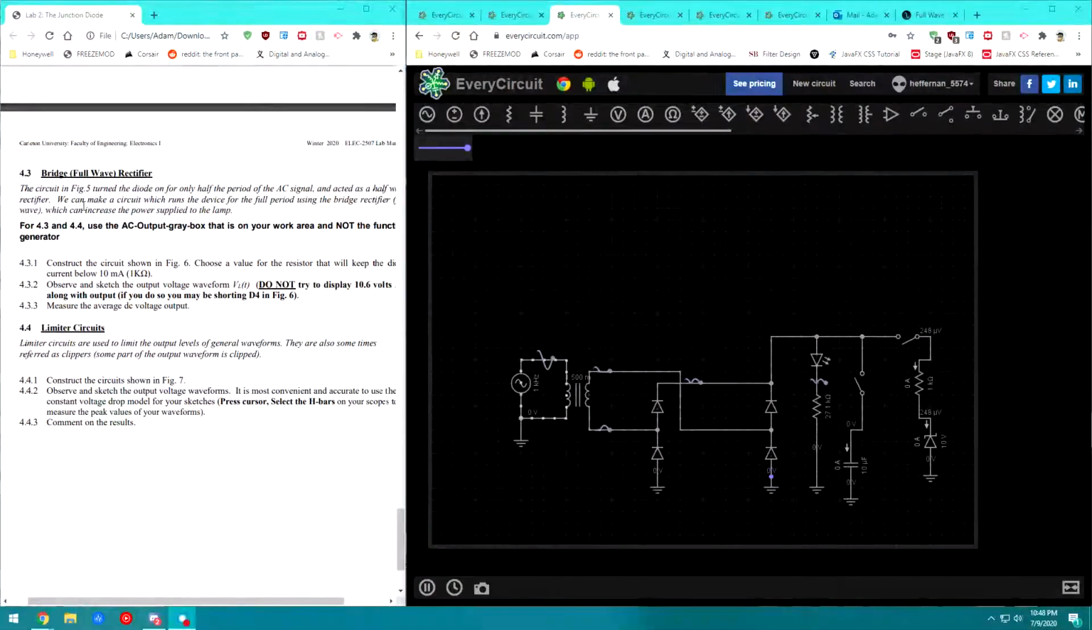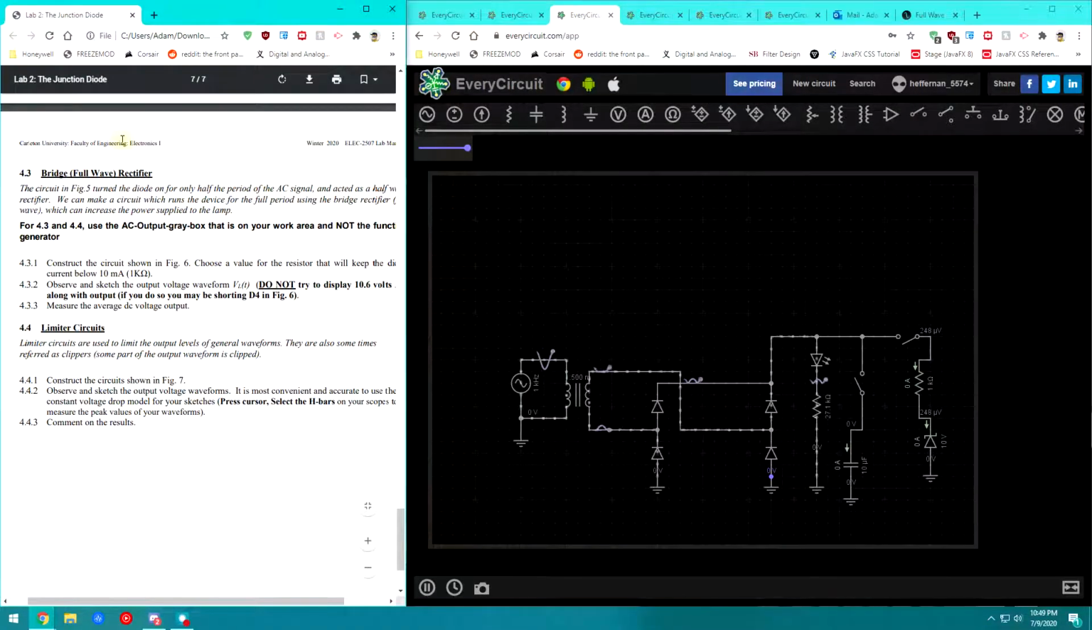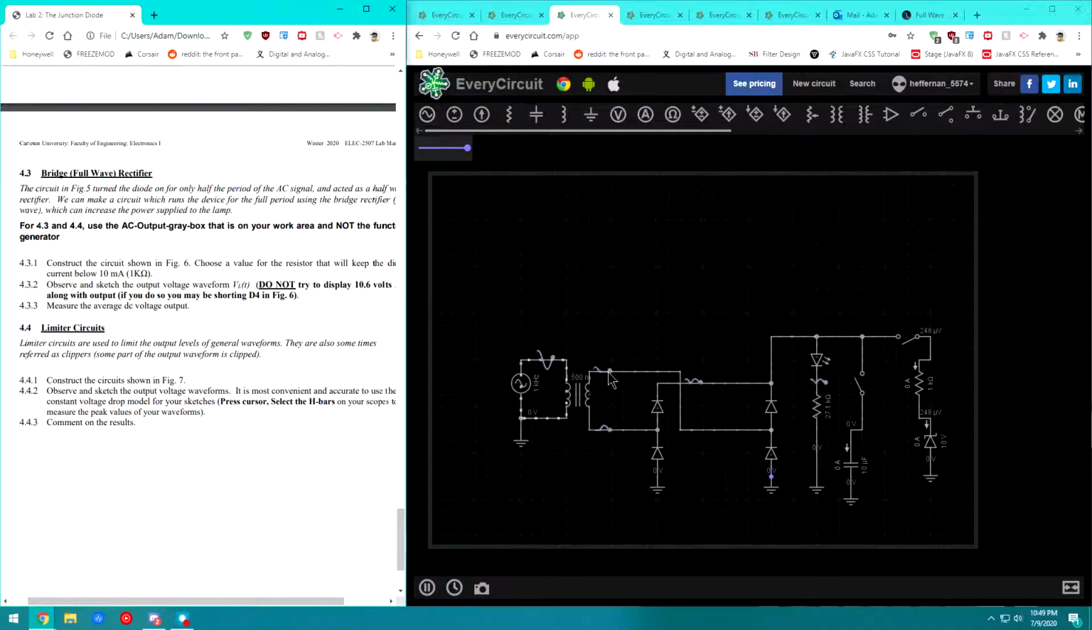Alright, so once that's done, we'll move on to the second last circuit that we're creating, and this is the bridge rectifier, also known as the full wave rectifier. So this circuit basically will take any AC input and it does its best to convert it to a DC output. The output is a DC waveform. It doesn't look like one necessarily, but it is a DC waveform.